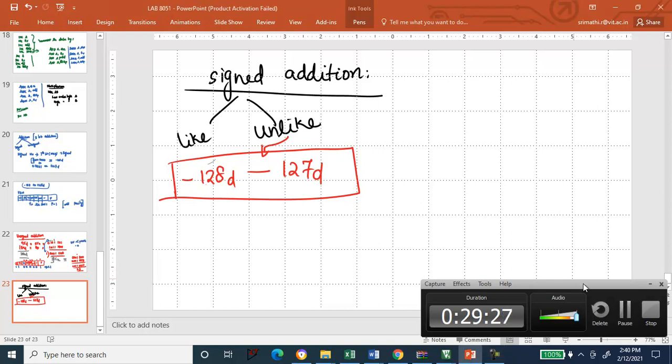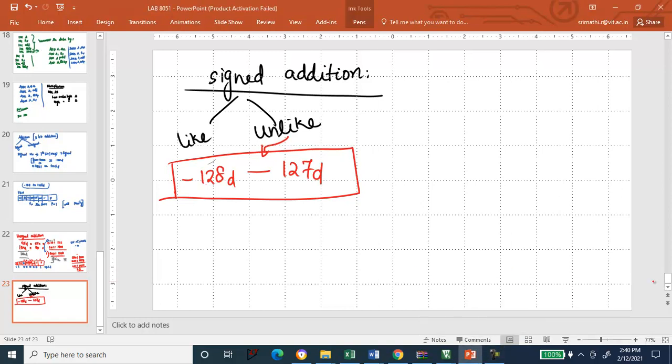Whereas if numbers were added, you may have a possibility of going out of this range. Then it's an erroneous result. You need to correct the result. This is because in an 8-bit processor or controller, the range should be only minus 128 to plus 127 decimal.